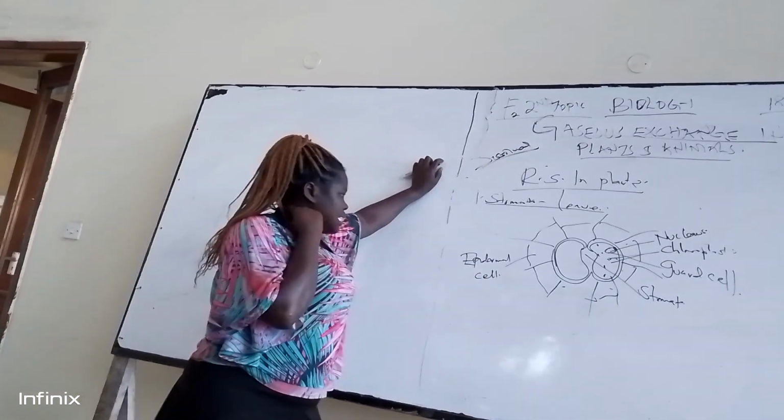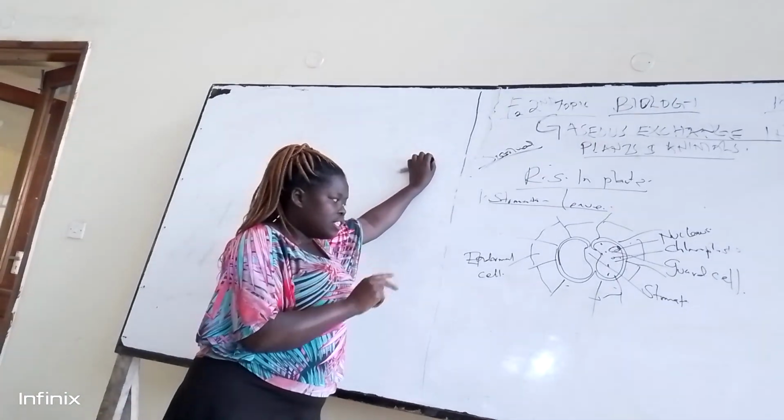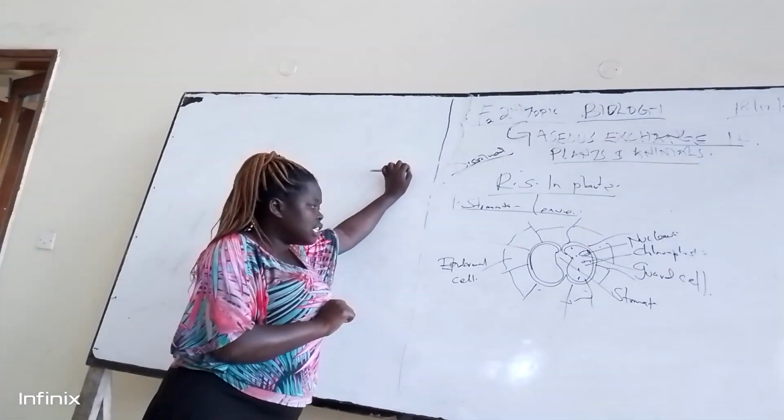With this, I'm going to explain something. This is just a pore that cannot be seen by the bare eye. That is a stomata. You must use a microscope to see it. So, how does gaseous exchange take place here?